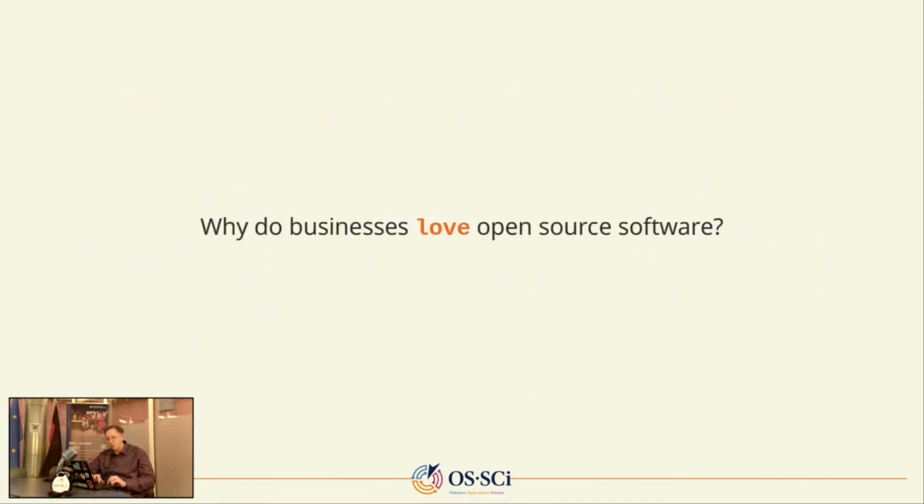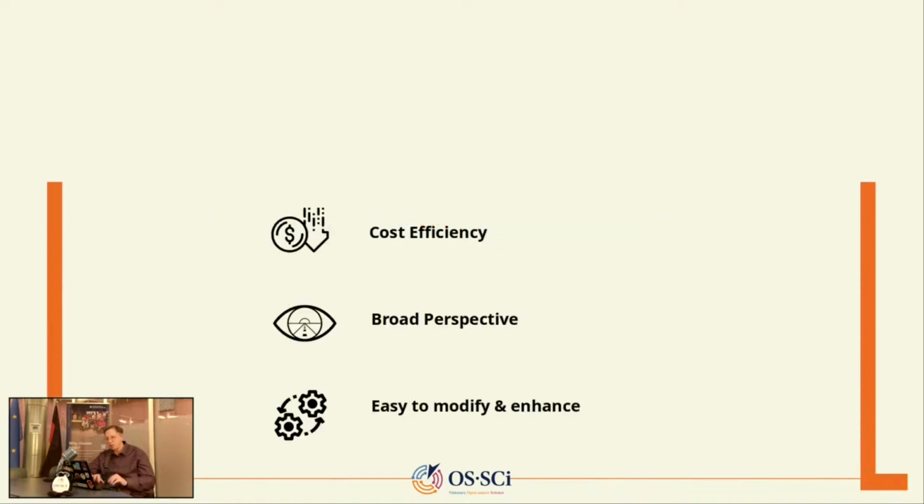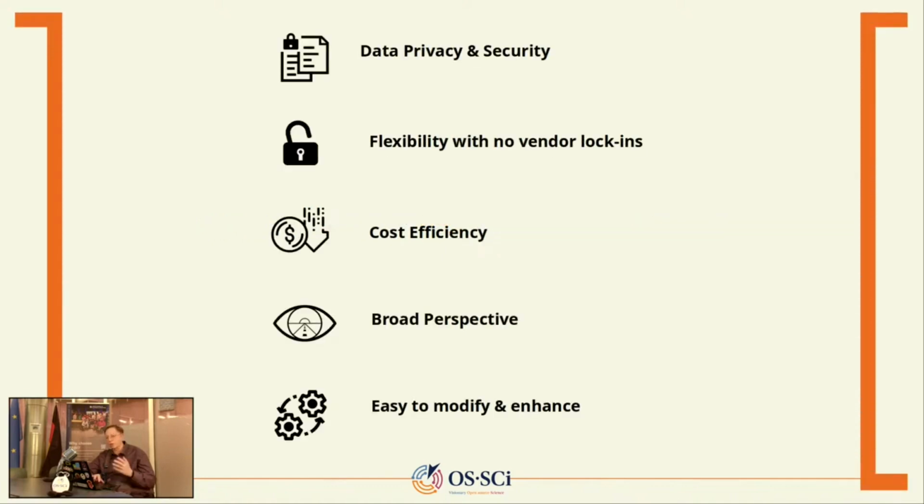So why do businesses love open source? There are of course a couple of reasons to mention for this. Businesses love open source because of the data privacy, because of the flexibility, the fact that you can move from vendor to vendor, so there's no vendor lock-in. Open source is often cost efficient. You get a broad perspective on everything, and open source software is easy to modify and enhance. So that's why businesses like it.